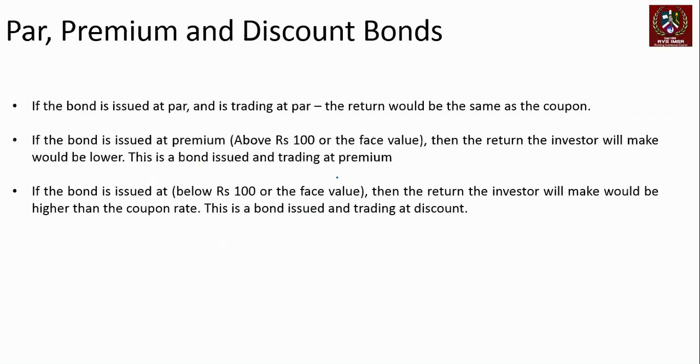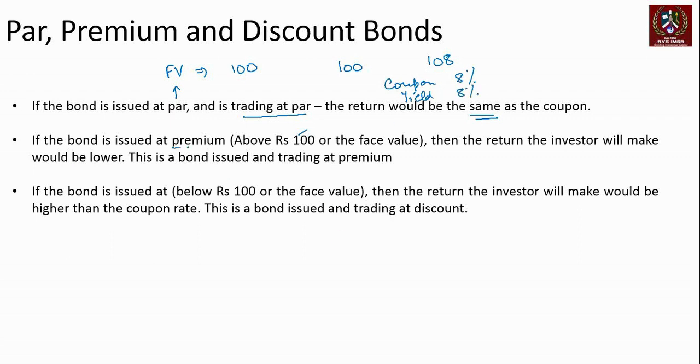If the bond is issued at par, when we say something is issued at par, par is the same as face value, which means it is issued at 100 or 10 or 10,000, depending on what the face value is, and it is trading at par, the return would be the same as the coupon rate. Remember, 100, 108, coupon is 8%, yield is 8%, right?